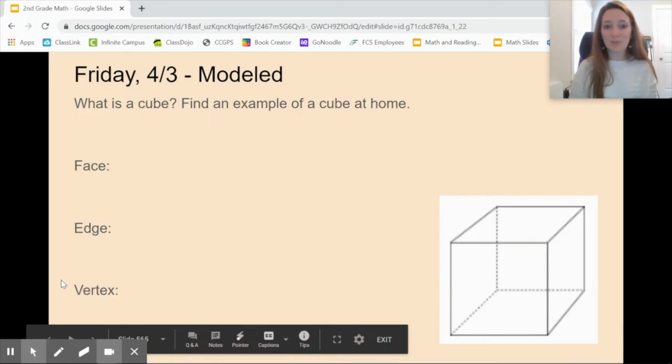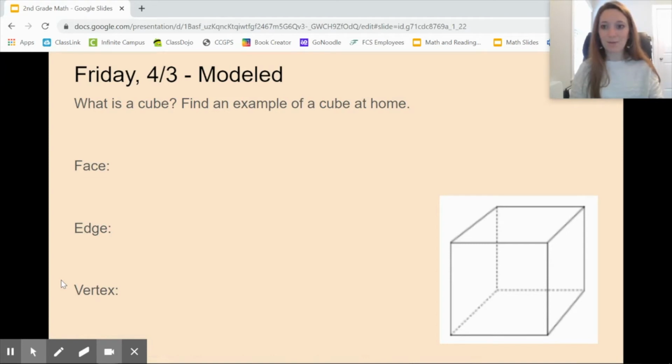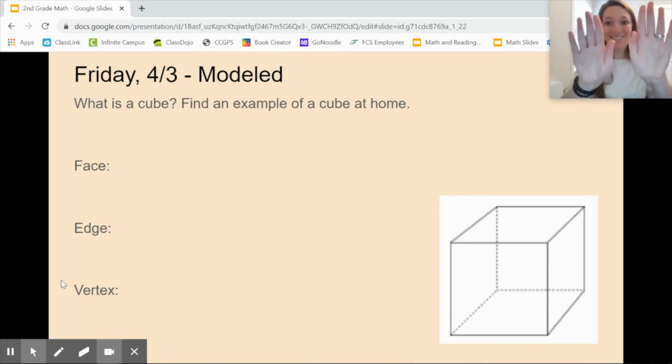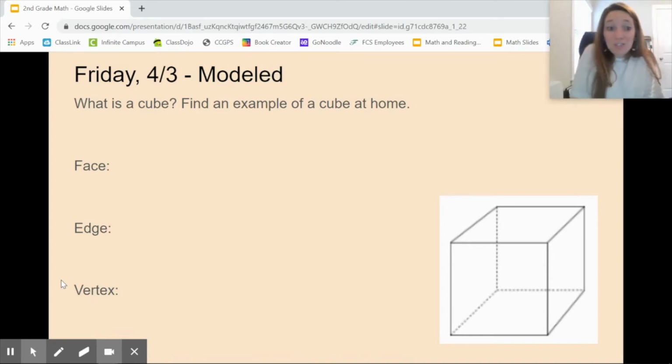Time for modeled. What is a cube? Find an example of a cube at home. Okay, so I'm going to show you my example of a cube, and then I want you to find one too. So I found this. Okay, now you find one. Pause. Welcome back. So what did you find? I also found this unit, base 10 block.